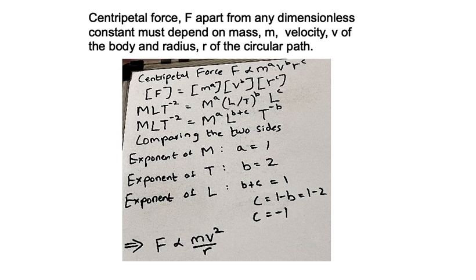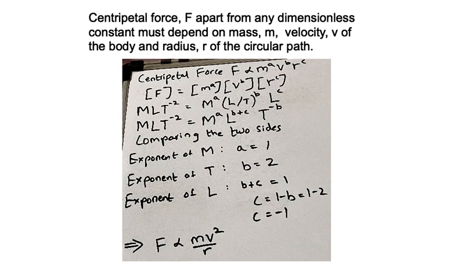So the dimension of F must be the same as the dimension of this product m raised to a, v raised to b, and r raised to c. The dimension of force is m l t to the power minus 2 on the left hand side, and on the right hand side we have m raised to a, L by T raised to b, and L raised to c. On simplifying, we get that m l t to the power minus 2 is equal to m raised to a, L raised to b plus c, and T raised to minus b.